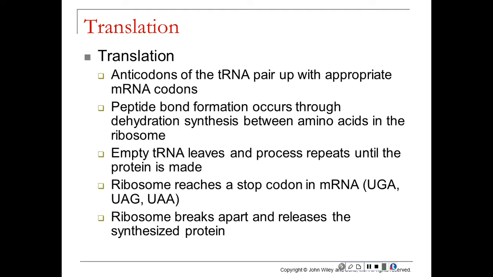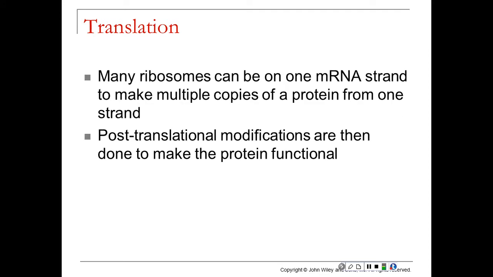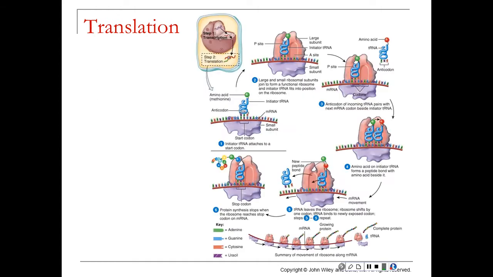Many ribosomes can be on one mRNA strand at the same time, so one mRNA strand can be used to make multiple copies of a specific protein. There are also post-translational modifications that have to take place. Once that mRNA strand dissociates from the ribosome, once the ribosome lets go of the amino acid sequence, that amino acid sequence isn't a fully functional protein yet. There are some other things that have to take place to finalize that protein.